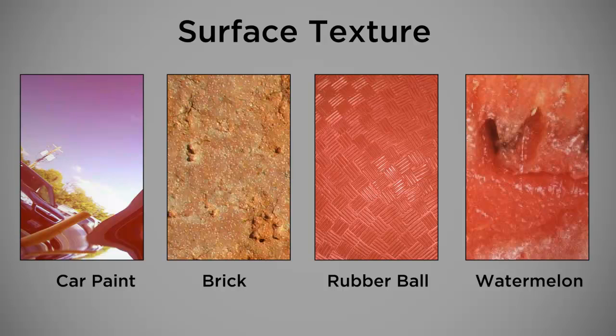For instance, if a watermelon is shiny and red, but it didn't have that surface texture, it might quickly lose its material identification. You might get it confused with a rubber ball or even car paint. The surface texture says a lot about the character of a material.